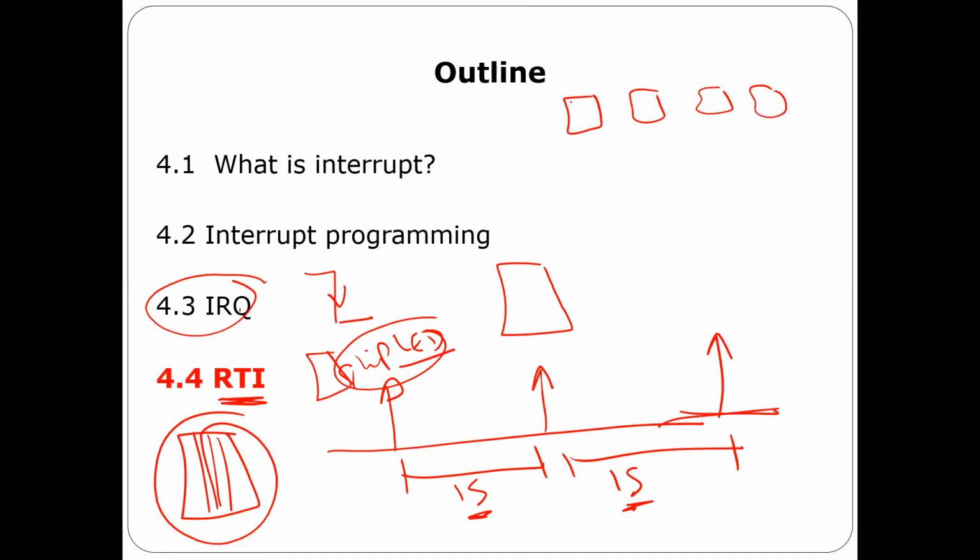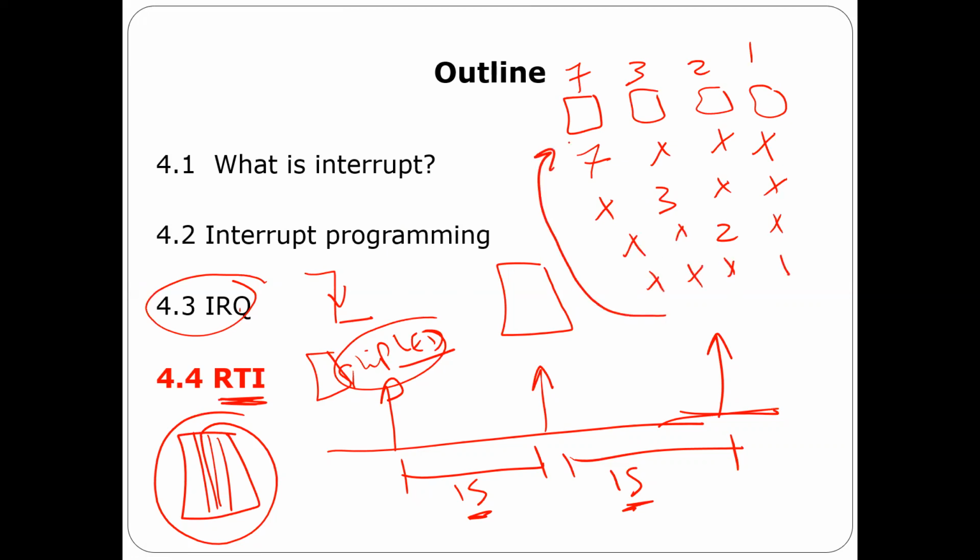So for example, if I want to display 7, 3, 2, 1, I told you I'm going to make 7 and everyone else is off. Then I'm going to make 3, everyone else is off. Remember the time multiplexing, 2, everyone else is off. 1, everyone is off. And then I'm going to repeat again. Okay, so that's what I said.